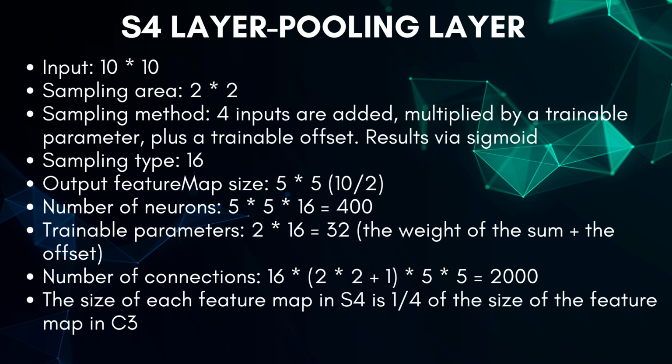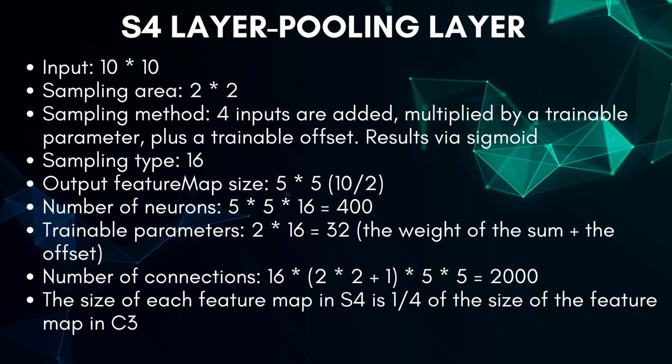Now, let's calculate the total number of connections in this layer. The formula is 16 * (2 * 2 + 1) * 5 * 5, which results in 2000 connections. This reflects the high connectivity of the S4 layer as it processes the pooled data.